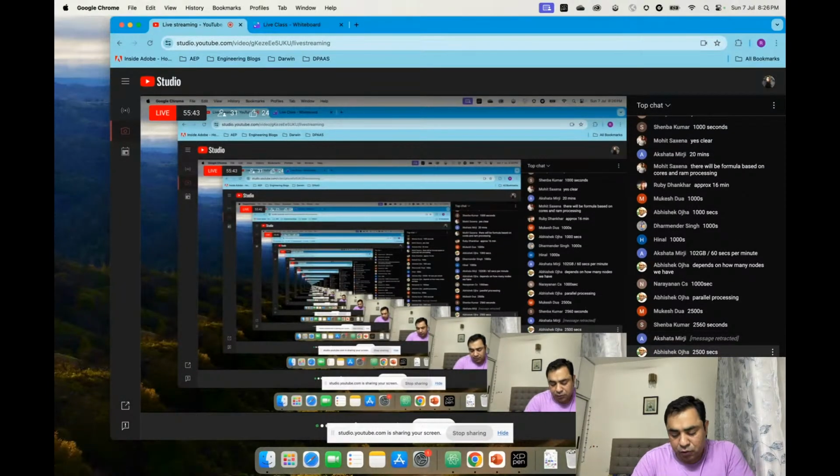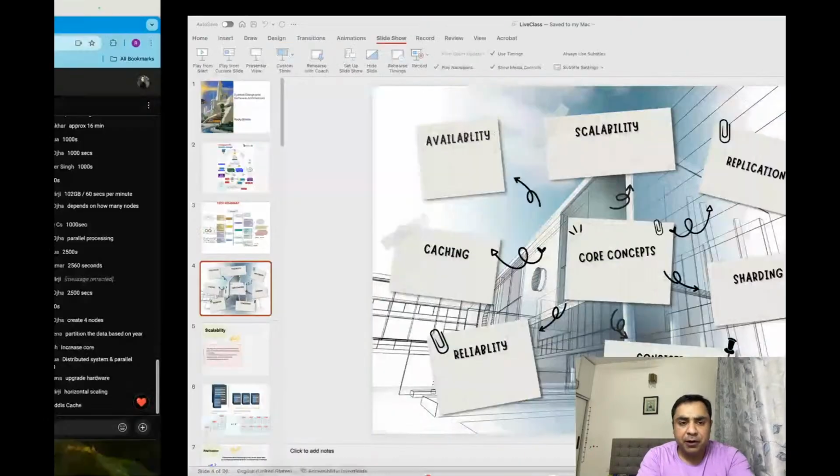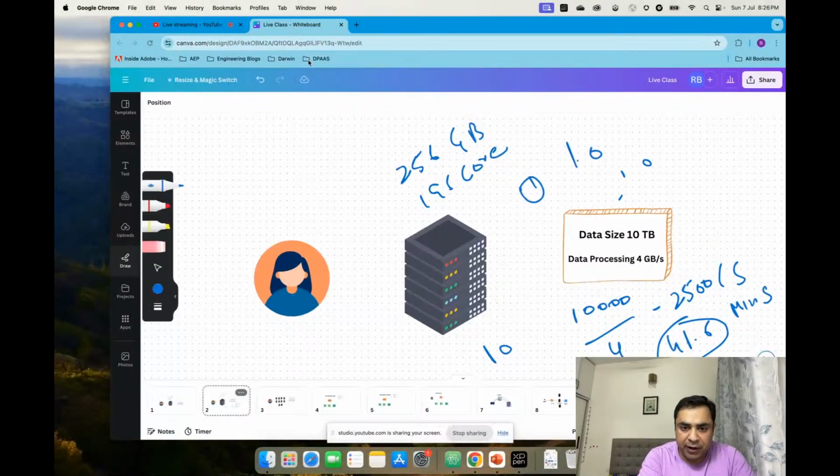Partition the data based on year. Okay. Increase cores. What else? Upgrade hardware, distributed system, parallel processing. Okay. So some were able to point it out correctly.